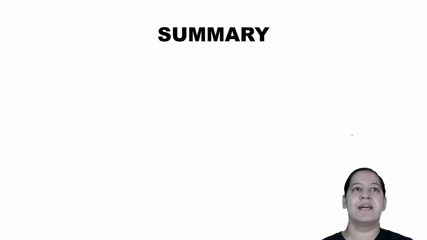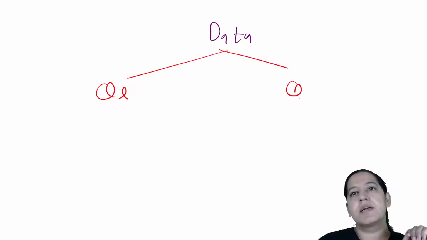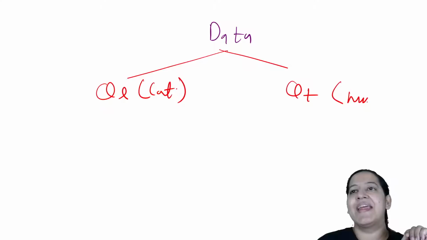So till now, what we have studied. Give me a minute. We have studied two things. Number one, we have studied data. So we have studied the classification of data. We have studied three types of classification. The first classification: whether the data is qualitative or quantitative. Qualitative is known as categorical data and quantitative is known as numerical data. Numerical, you all have understood it.